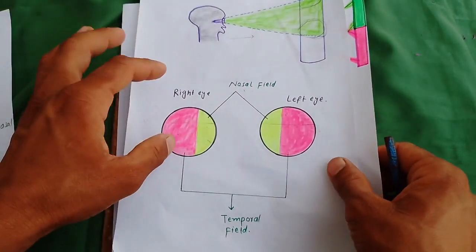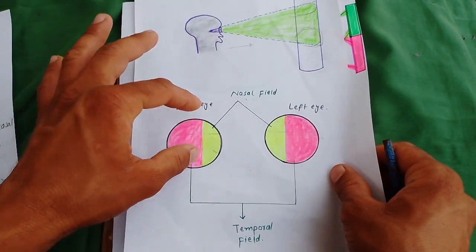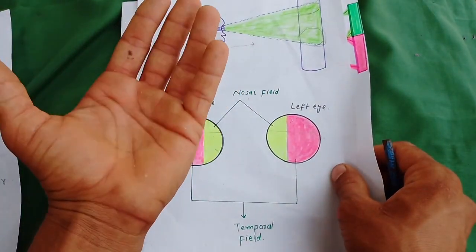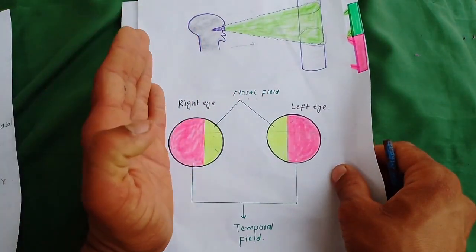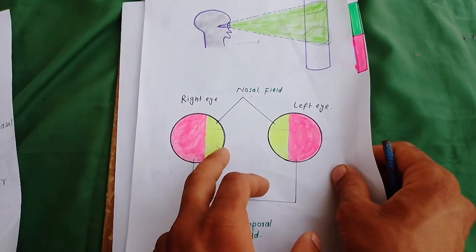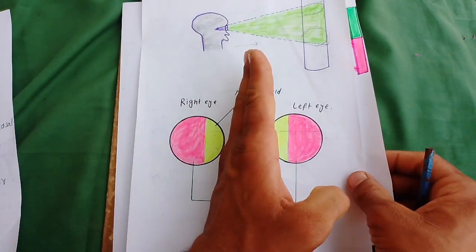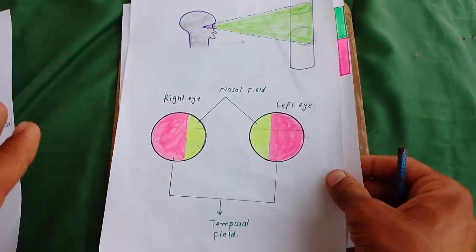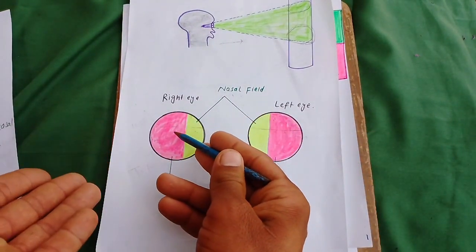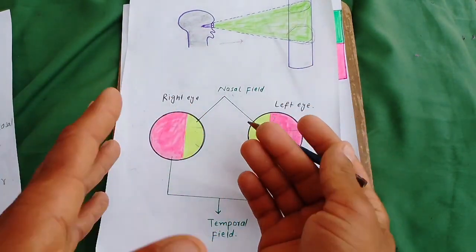Okay, so the temporal field is the largest field because of the least restriction from the temporal bone, and the nasal is the smallest because of the nose. Okay, there is my nose. So this is the nasal field, this is the temporal field.